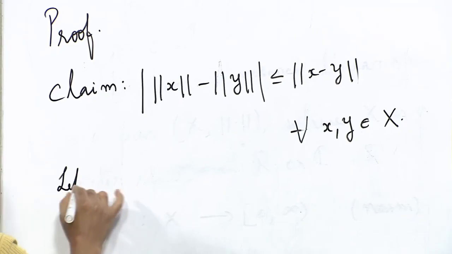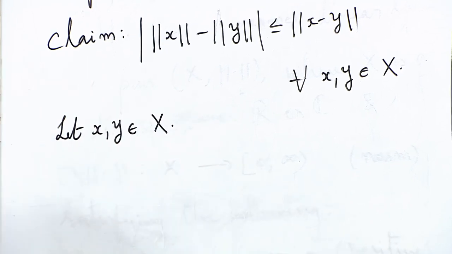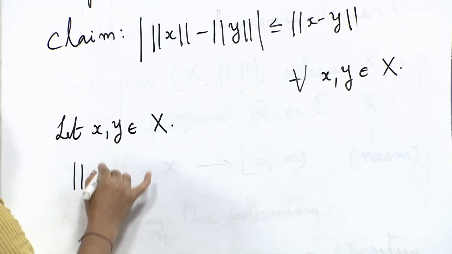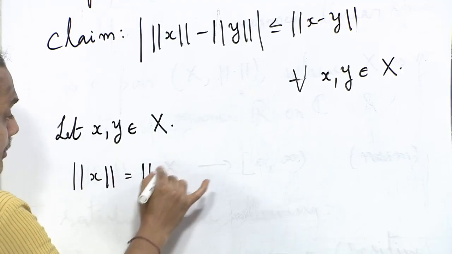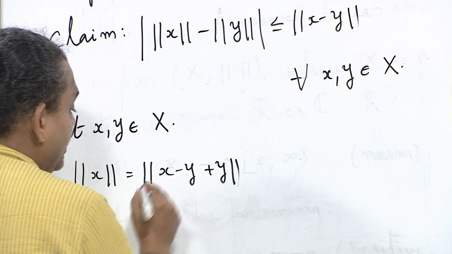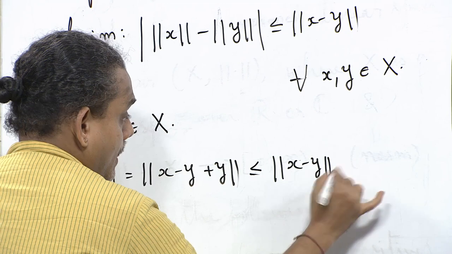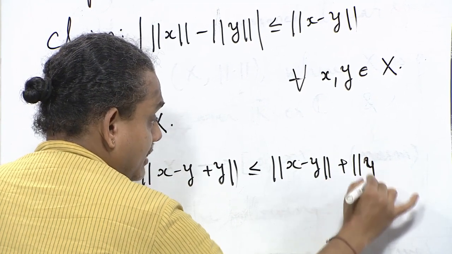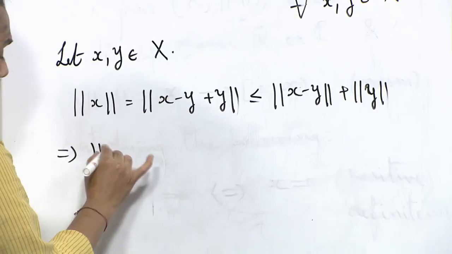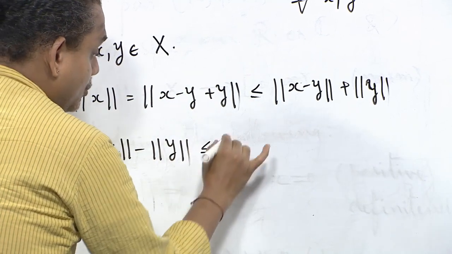Let us choose x and y from X, and then we are going to make use of the triangle inequality. Observe that norm x is equal to norm of x minus y plus y. Now, use the triangle inequality. This is going to be less than or equal to norm x minus y plus norm y. So, let me bring this norm y to the other end. That will give us that norm x minus norm y is less than or equal to norm x minus y.